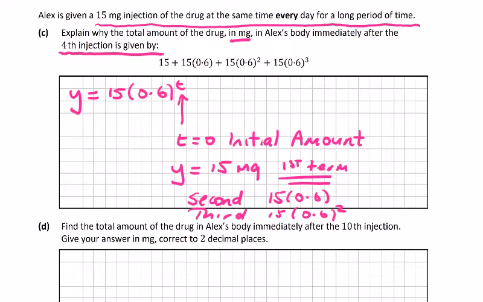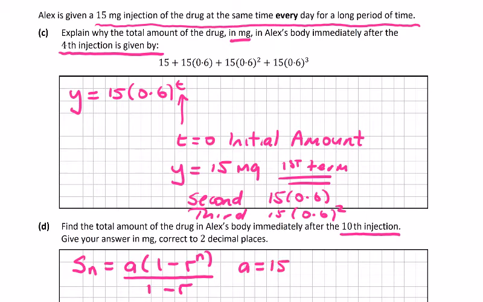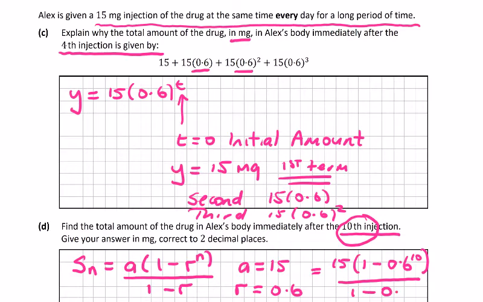Find the total amount of drug in Alex's body immediately after the 10th. So this is the sum of n terms, which you all know without looking up the tables, is a times 1 minus r to the power of n over 1 minus r. We have our a here, our initial amount, 15. My ratio, looking above, we're just multiplying by 0.6 each time. Subbing this into the formula, 15 times 1 minus 0.6 to the power of 10, divided by 1 minus 0.6, or just write 0.4.